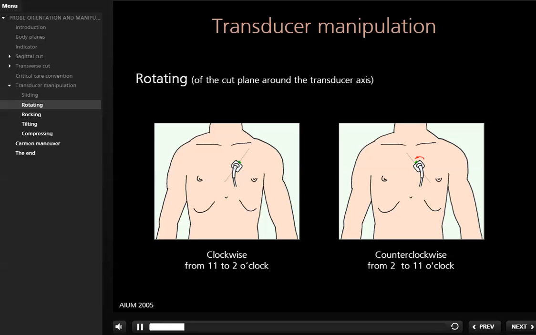Rotating is spinning the transducer around its axis. This image shows rotation of the transducer from 11 to 2 o'clock, switching from long to short axis view of the heart.